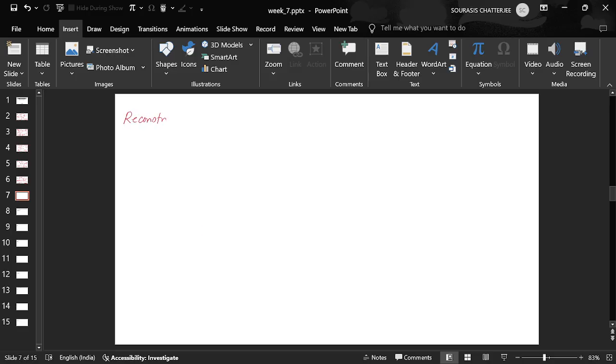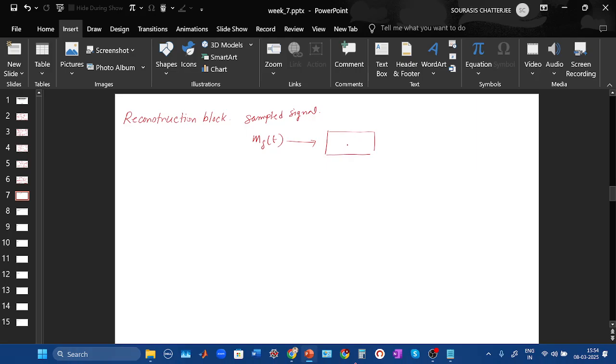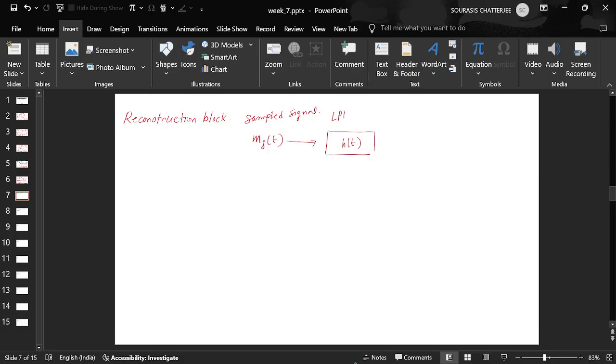So if I plan to draw the reconstruction block, where I have this m delta t, that is the sampled signal, we basically need to feed it to this low pass filter, which is h(t), and we'll obtain m(t), which is the original message signal, given as m delta t convolution with h(t).